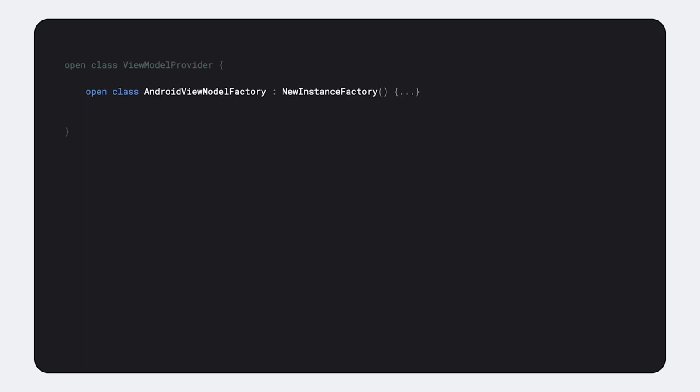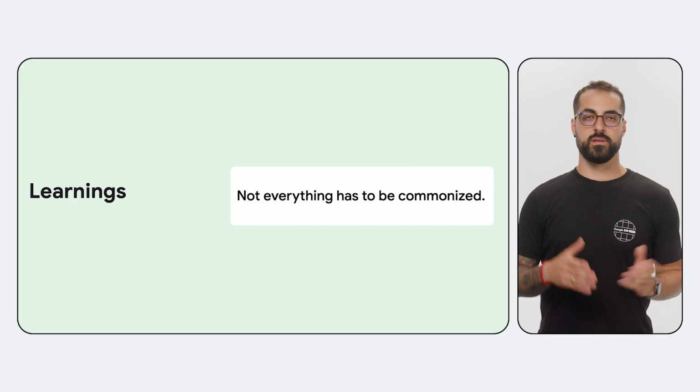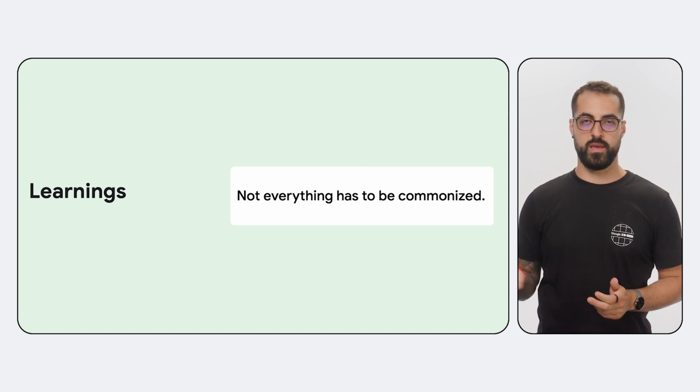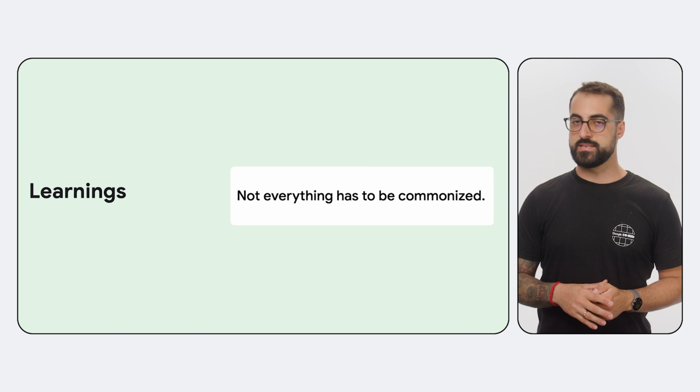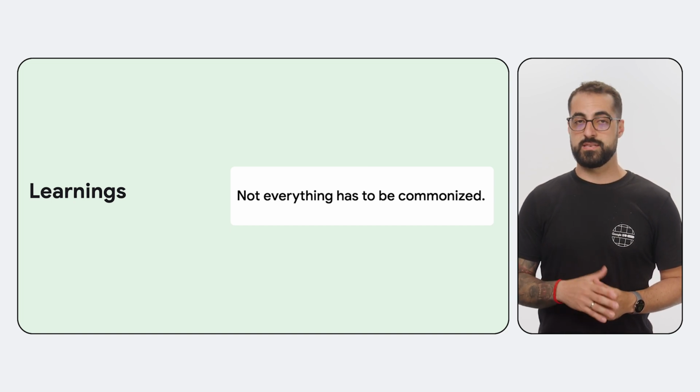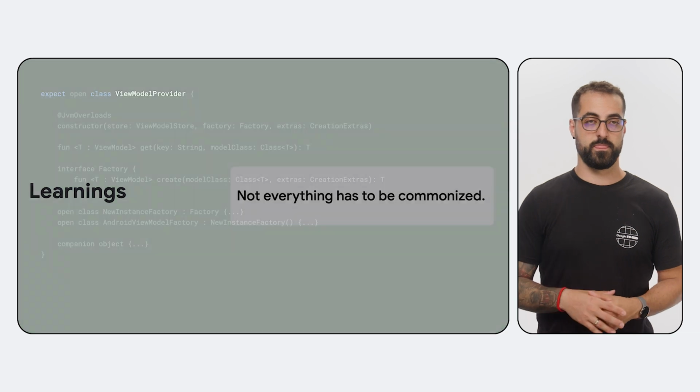Next, the Android ViewModel factory. If we also expand the content, we can see it takes in an android.app.Application type in its constructor that is not available on our platform. Similar to our previous learning, not everything has to be commonized. It's fine to not commonize all the API of a library. In our example, a type like AndroidViewModelFactory would not make sense outside of the Android platform.